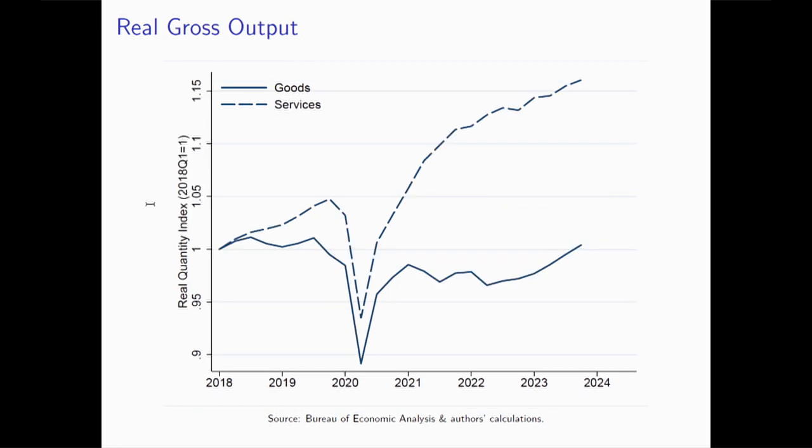When you look at output produced, the patterns are very different. For services, it's very similar to consumption. Basically, the production of services plummeted, and then it recovered slowly. But for goods, what we see is that the production of goods didn't recover until very recently. So though we were consuming an enormous amount of goods, we were not producing. There was like a wall, and we couldn't basically push our production to the level where consumption was. How is that possible?